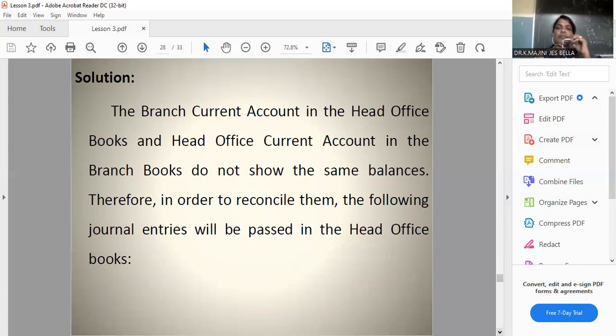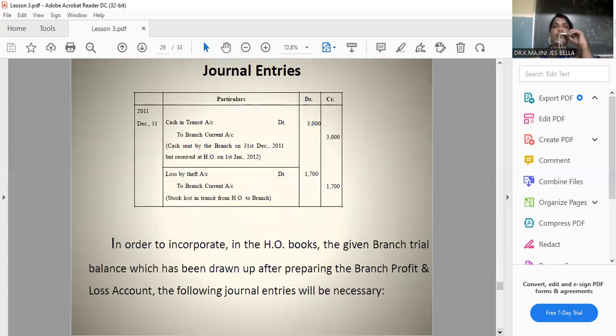Solution. First, we can write the journal entry. What is the journal entry? Put 4 columns: date, particulars, debit, credit. Date 2011, December 31st. Cash in transit account debtor 3,000 to branch current account, right? It was given in the question. See here.